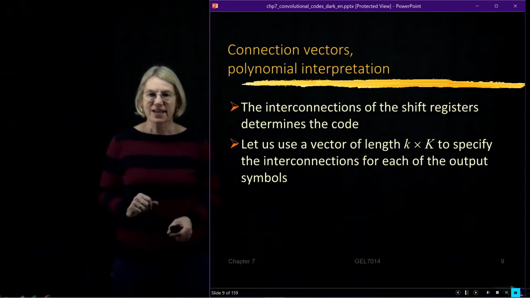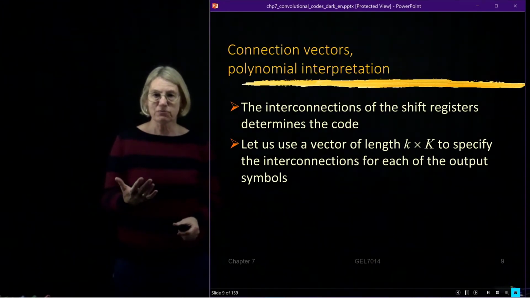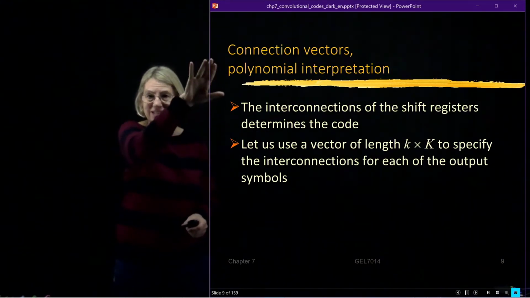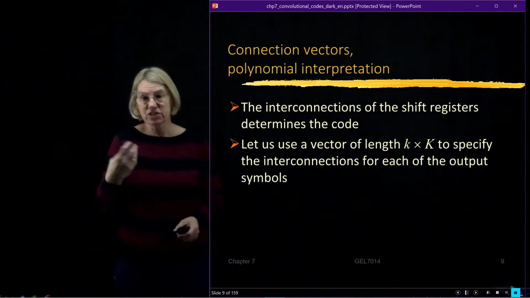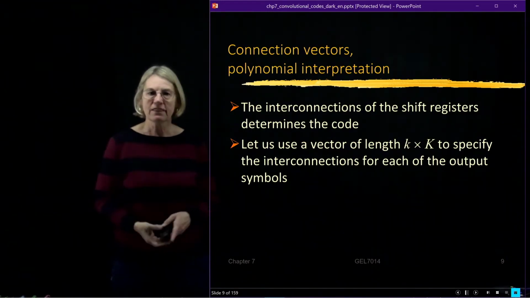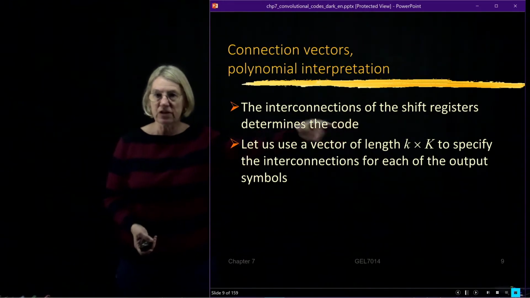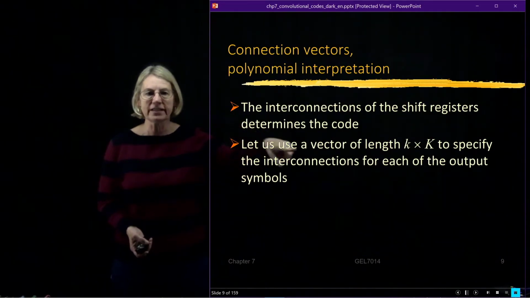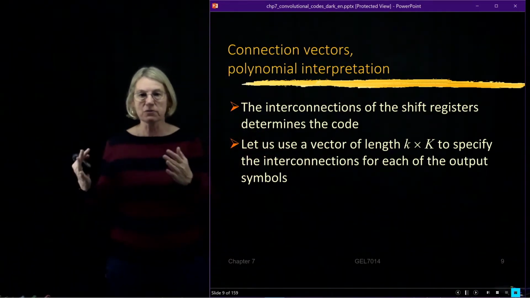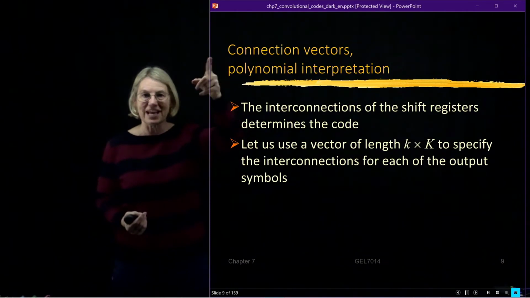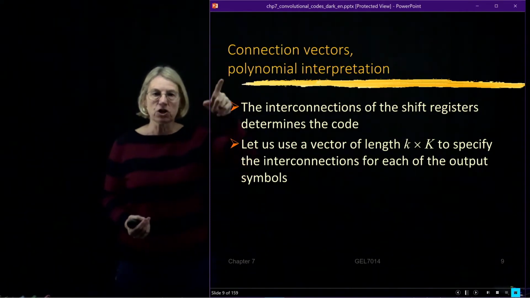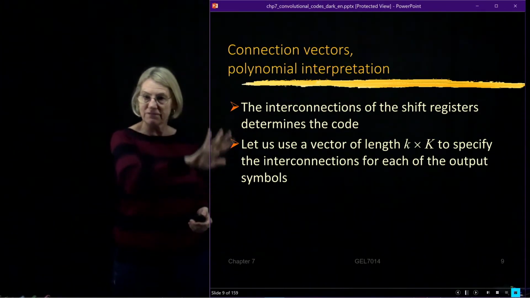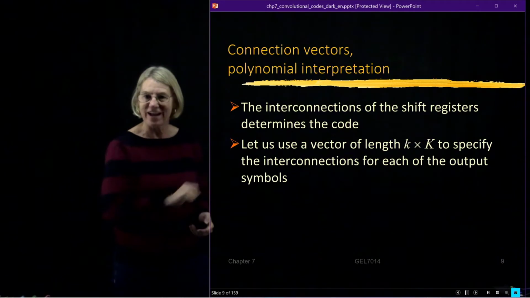Before we go on to the first example where we show you the shift register, this representation in shift registers is also going to be very tightly aligned with how we represent it as a connection vector and as an interpretation in polynomial. So just remember, the interconnections of the shift registers are what determine the code. And then we'll be calling them vectors. We'll be representing them in the form of a vector, which will be these connection vectors. And then finally, we'll interpret these connection vectors as coefficients in a polynomial.